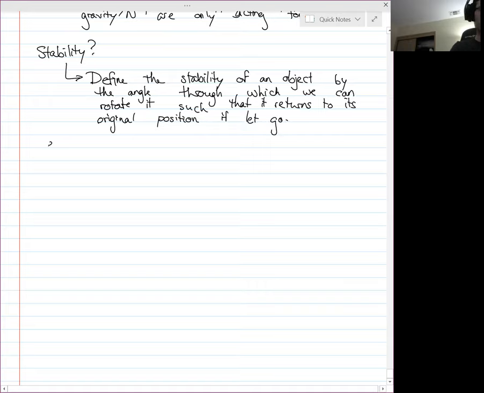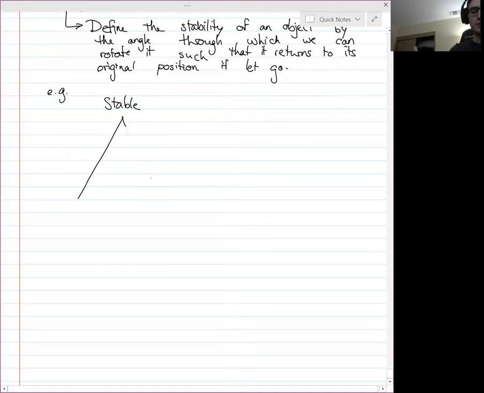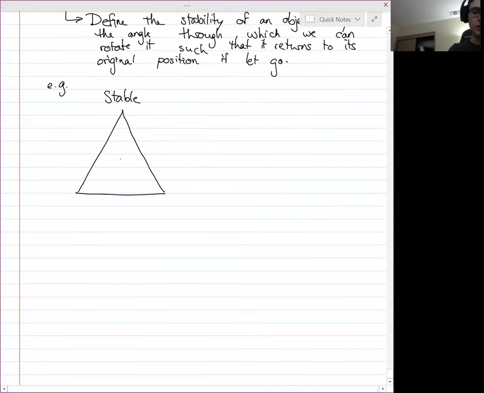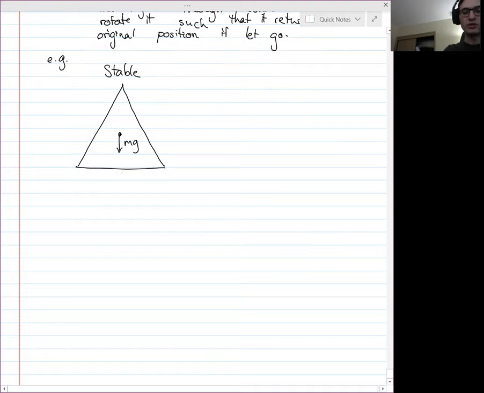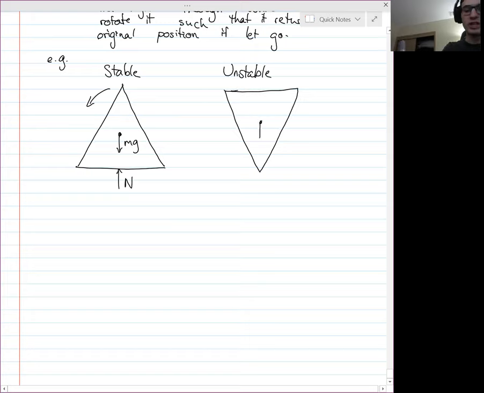So an example of a stable configuration would be something like this. You have a pyramid or something, you have your mg with a force pointing downwards, and a normal force pointing upwards. That's stable, and the reason is that if I tilted the pyramid, say 10 degrees that way, it'll fall back down into its original configuration. An unstable configuration, though, would be something like this: the same object just flipped. So you still have gravity pointing straight down, and you just have one point of contact for your normal force.